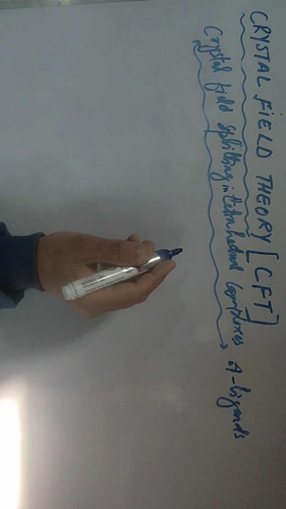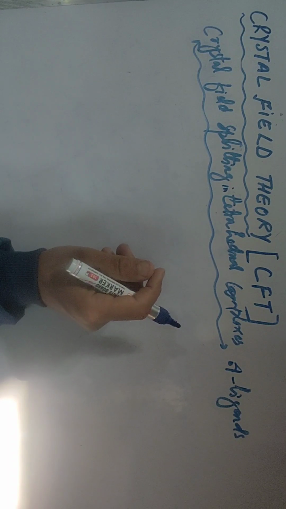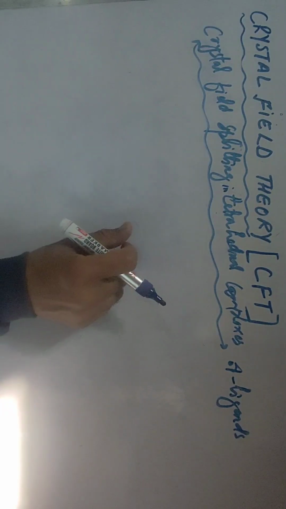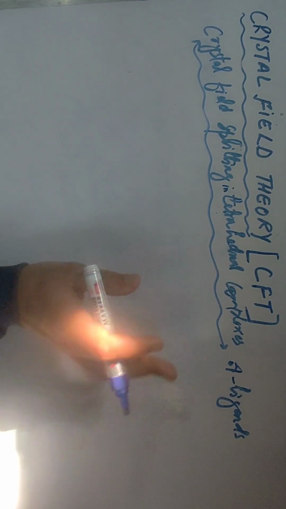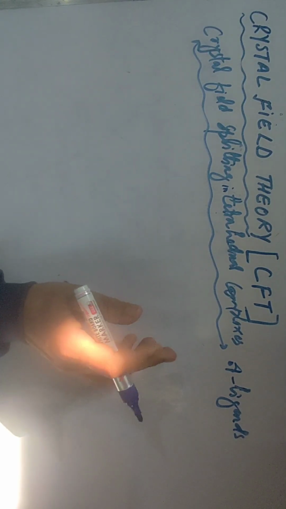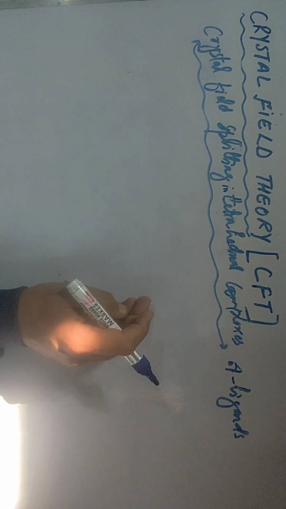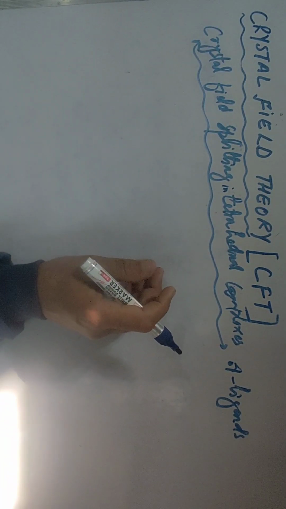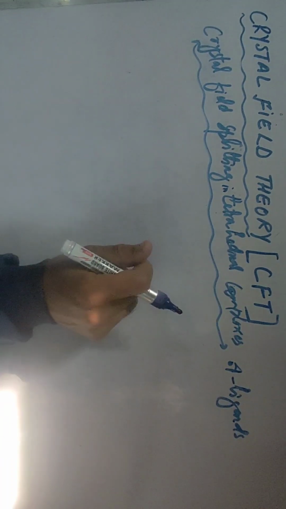Because of that, they will feel more repulsion from the ligands than the eg electrons. So in this case, the energy of the t2g orbitals increases and becomes more than that of the eg orbitals. The energy gap between the two sets of orbitals is no doubt the same, that is 10 Dq, but the eg set will now be down in energy and the t2g set will be up in energy, because the ligands are approaching in the direction of the t2g orbitals.